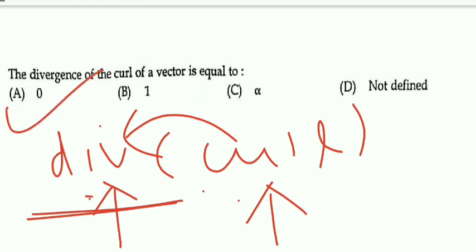So don't think too much. Curl is rotation of a vector, divergence is spreading of a vector. So spread of curl, that is the simplest meaning. Whether something that rotates will spread, it will never spread. So the answer is 0.